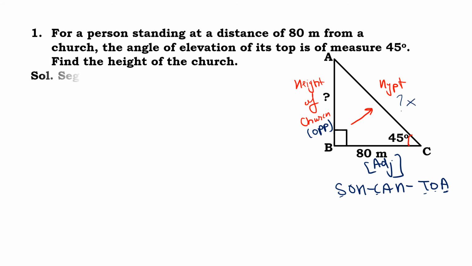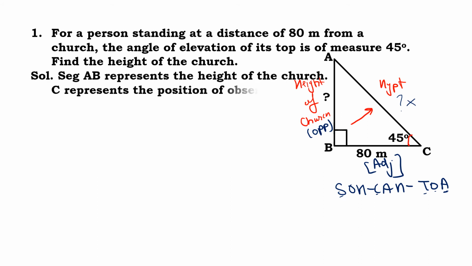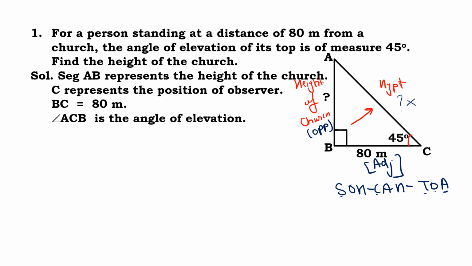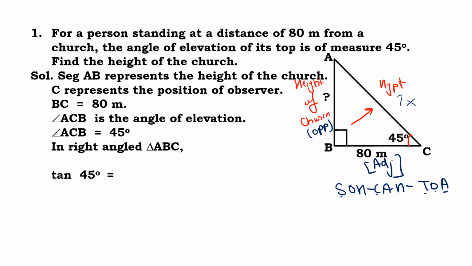Now let us see. Let AB represent the height of the church and C represent the position of the observer. As you know, the distance between the observer and the church is 80 meters. As the boy is looking upward, it's an angle of elevation. And how many degrees is it making? It's making an angle of 45 degrees. So in a right angle triangle, I told you which ratio you should use. You should use tan theta.